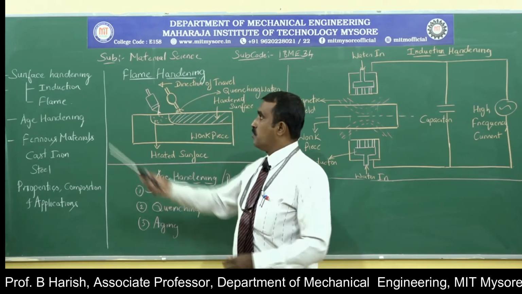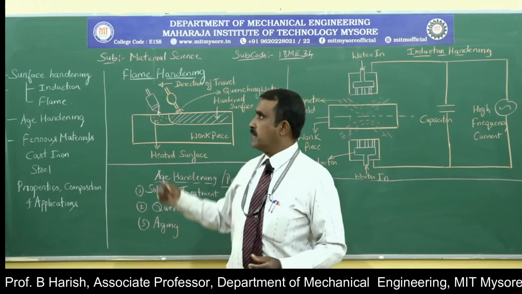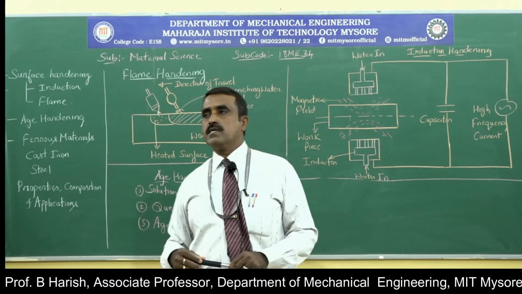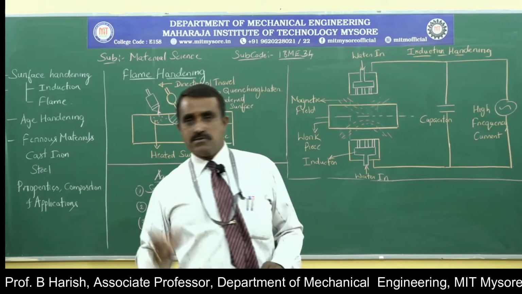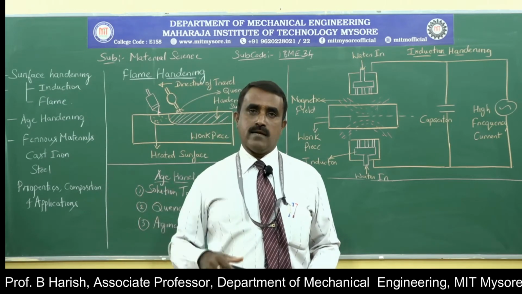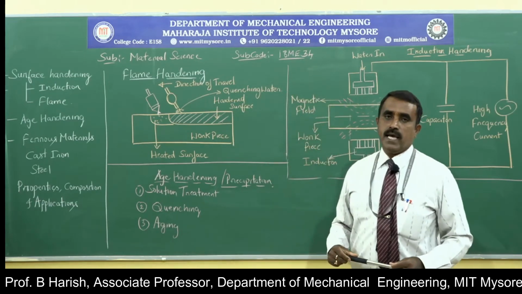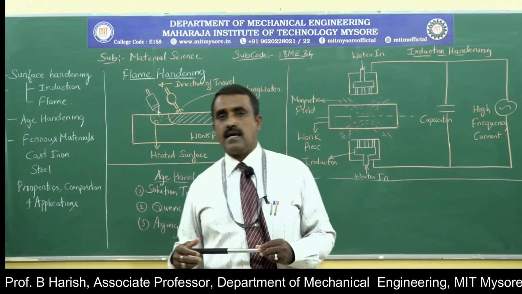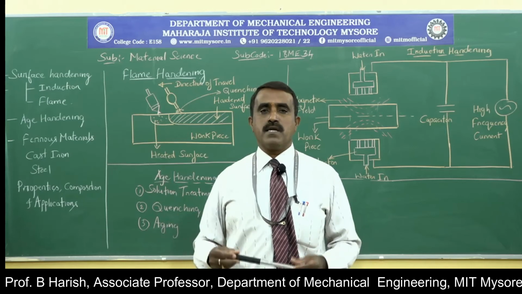Next, we discussed the surface hardening process, with two types: induction hardening and flame hardening. One more concept we will be discussing is called edge hardening. The name itself tells. It is also called precipitation hardening. So what is this edge hardening? We have discussed different methods where hardness can be increased.